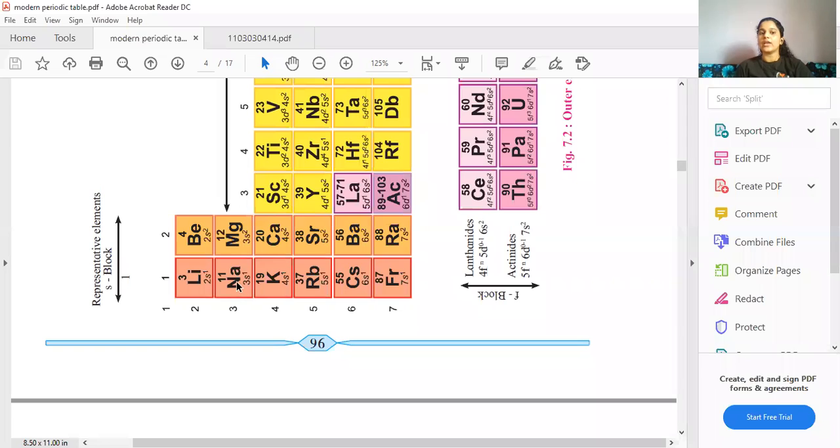All right, fine. So I can see in the first group, after lithium comes sodium, then potassium. Lithium's last configuration is 2s1, sodium's is 3s1, potassium's is 4s1. Now let's move on to group 2. You all can see beryllium's configuration is 2s2, magnesium is 3s2, calcium is 4s2.